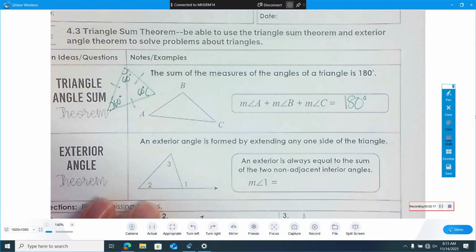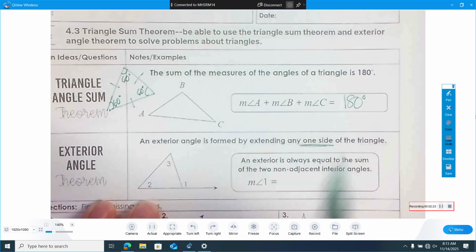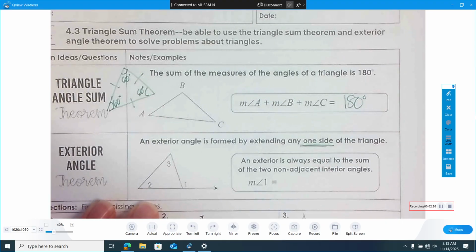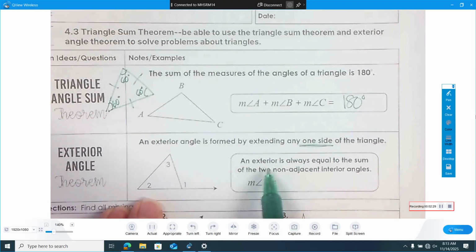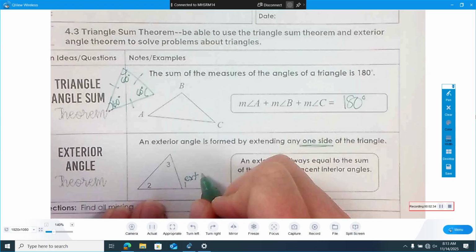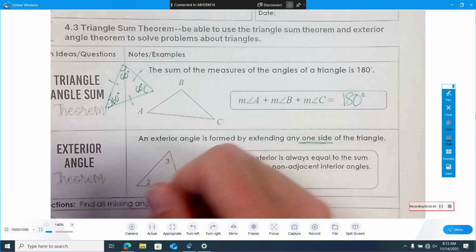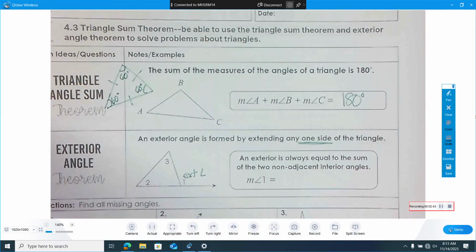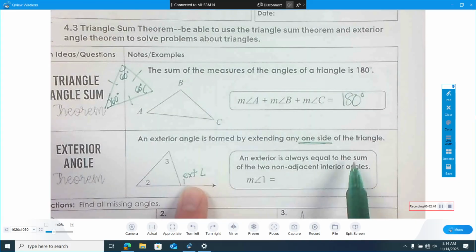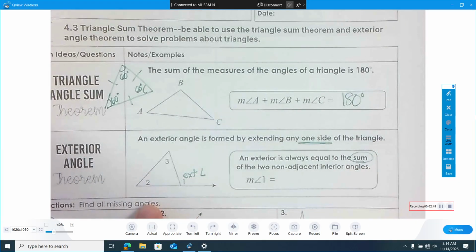So we also have the exterior angle theorem. An exterior angle is formed by extending any one side of the triangle. So this would be like angle number 1, we would call an exterior angle. Why would we call angle 1 an exterior angle? Because it's on the outside, it's not on the interior. So the exterior angle is equal to the sum. What does sum mean? The total, adding up two things together, of the two non-adjacent interior angles.